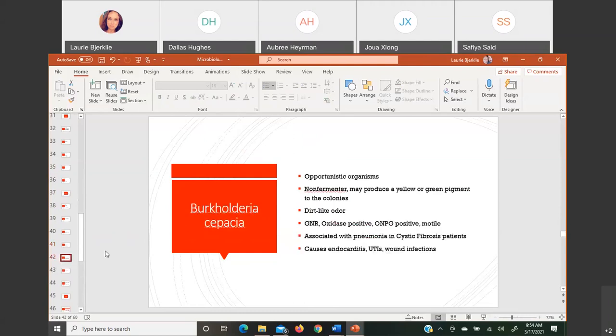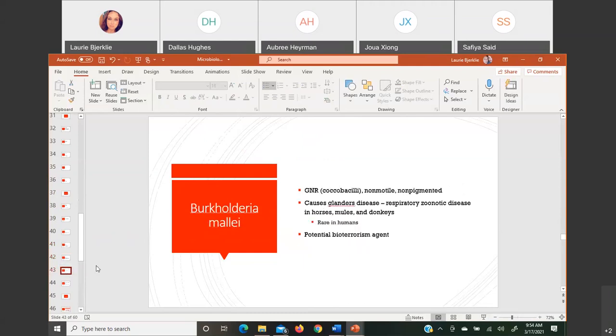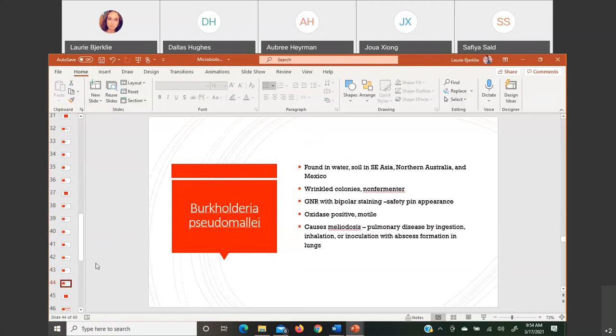Burkholderia cepacia is again gram-negative, oxidase positive, non-fermenter. This is also associated with cystic fibrosis patients causing respiratory infections. Other Burkholderias, we have Burkholderia mallei, which is gram-negative, causing glanders disease. It's pretty much isolated in animals only, very rare in humans, unless it's a bioterrorism weapon. And then Burkholderia pseudomallei causes melioidosis, which is a respiratory infection. And I won't get too much into depth in these.